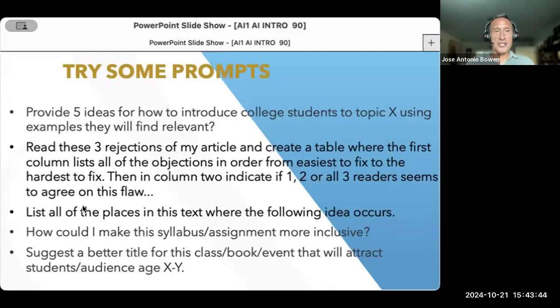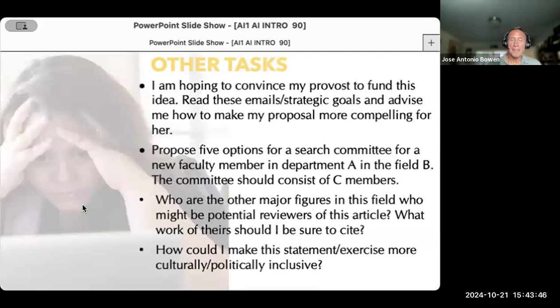So there are some ideas for prompts, and a few other ideas. I want to convince my provost to fund this idea. Here are her emails, some strategic goals; advise me how to make the proposal more compelling. There's a trick here that I want you to think about.